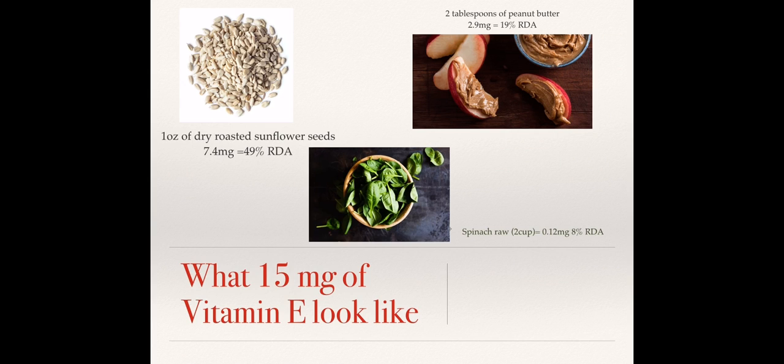2 tablespoons of peanut butter. 2 cups of raw spinach. We can easily put this in a salad. We can have a little bit in the morning, a little bit for lunch or dinner. We don't have to make it more difficult than it is to take our vitamins.